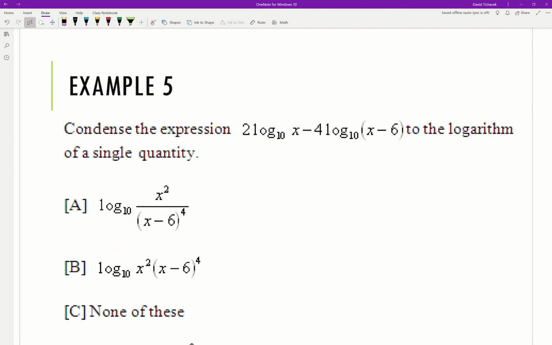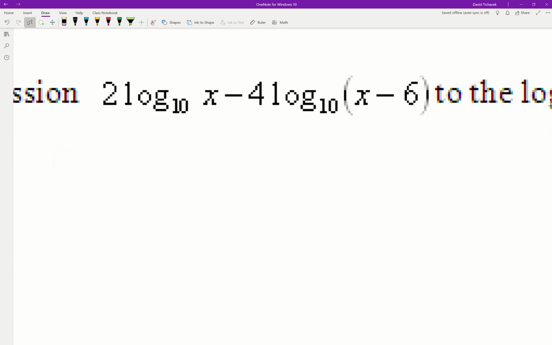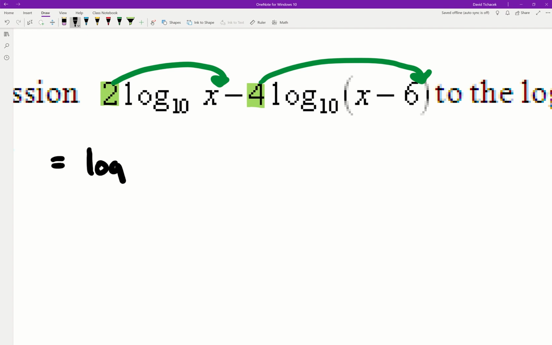All right, so example 5 here, we just want to go ahead and do the exact same thing, except we are going to be condensing in this problem. And so we notice here first that we have a couple of numbers in front of logs that we can go ahead and rewrite as exponents on the input. So take that 2 and put it as an exponent of x, and then take that 4 and put it as the exponent of x minus 6. And so continuing here, we're going to have the log base 10, or the common log.